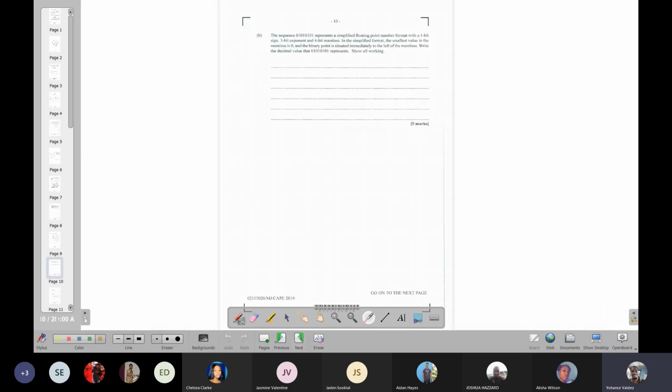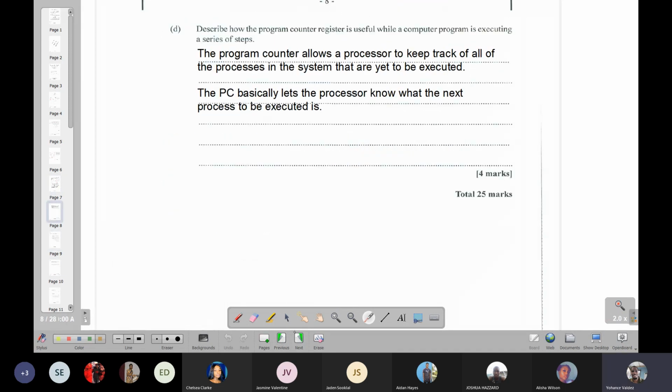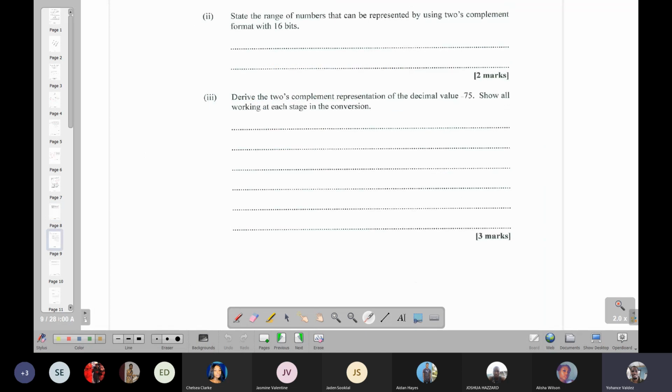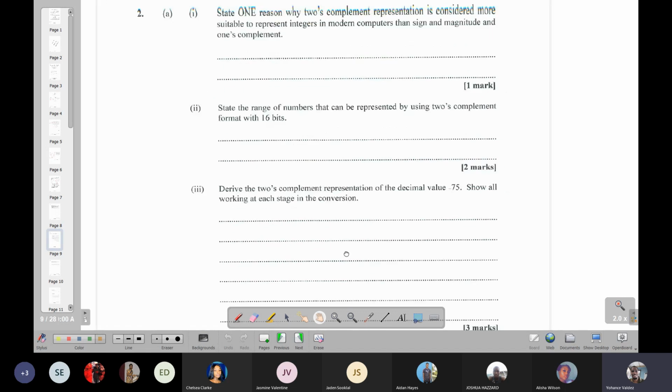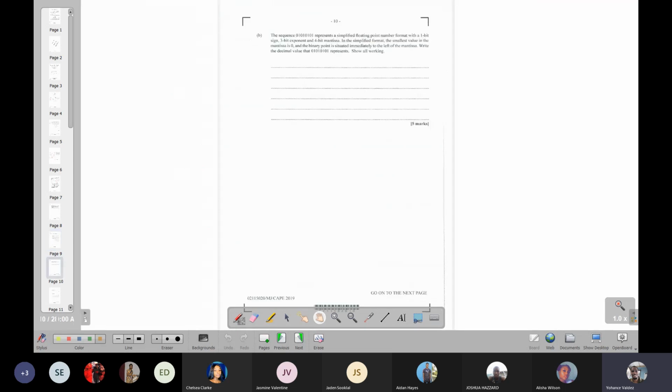Oops, what did I erase? Oh my gosh, I erased the whole page. I hit erase by mistake and everything on this page went. But at least we have it recorded. Now might be a good time to take a little 10-minute break. So we'll come back after 10 minutes and we'll continue the questions.